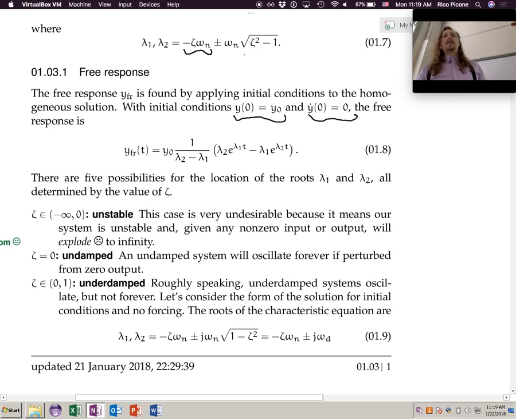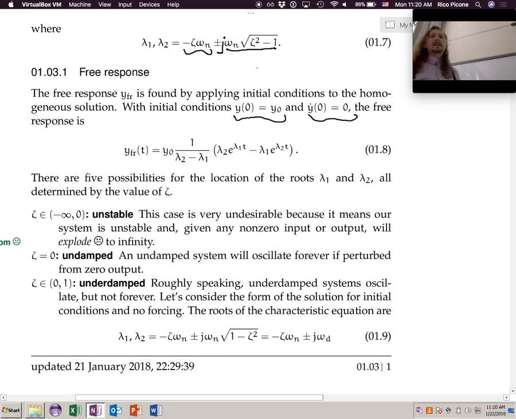Instead, what you have, oh goodness, typo. Glad you guys came to class. I can just point this out. There should definitely be a j here. In 1.7, the equation for the roots, lambda 1 and lambda 2, there should be a j because this is the imaginary part, right? This term is the imaginary part, this term is the real part. So this is plus or minus j omega n square root of zeta squared minus 1.